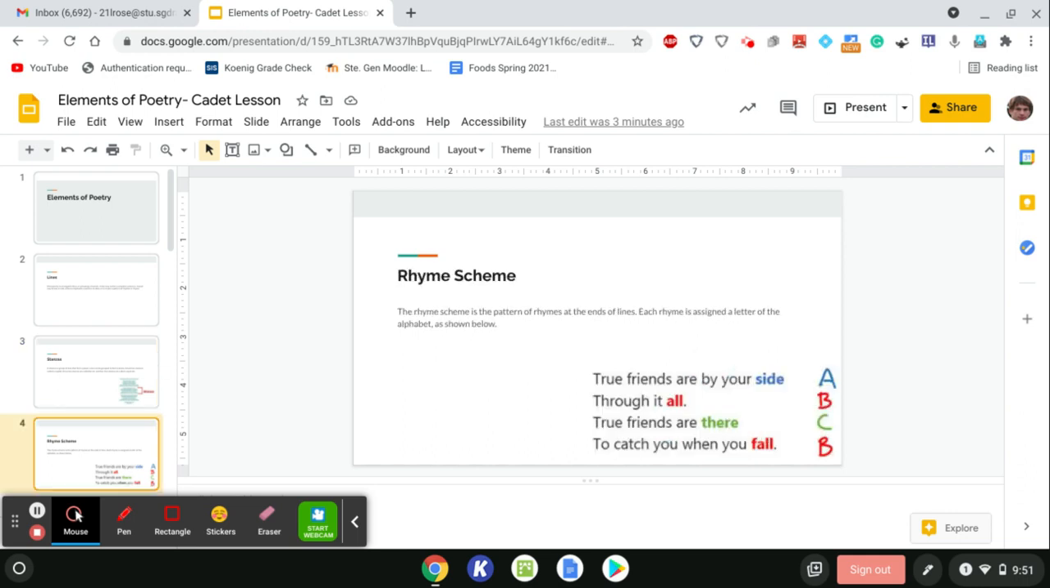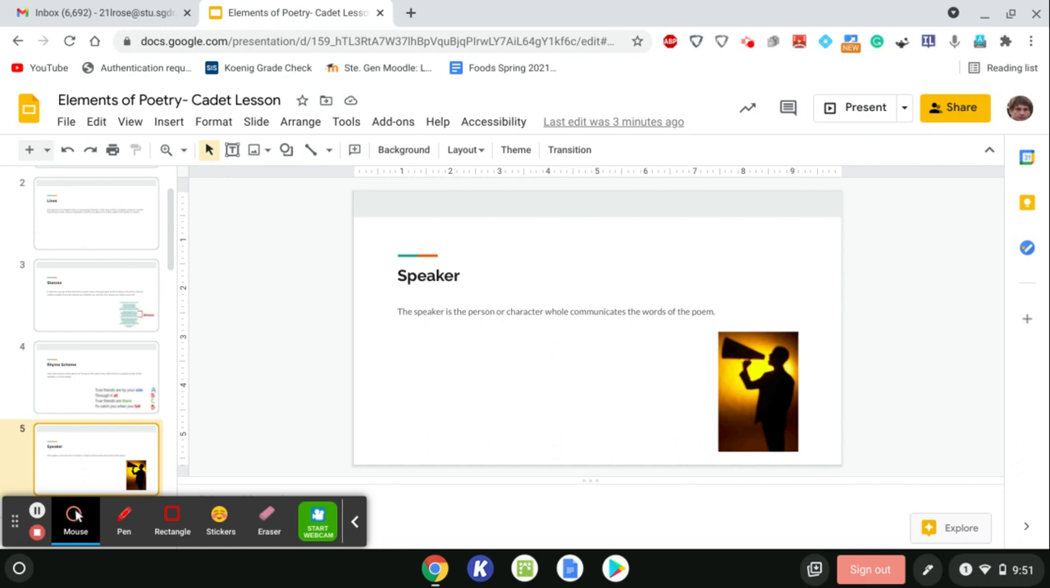Rhyme scheme. The rhyme scheme is a pattern of rhymes at the end of lines. Each rhyme is assigned a letter of the alphabet, as shown below. Speaker. The speaker is a person or character who communicates the words of the poem.